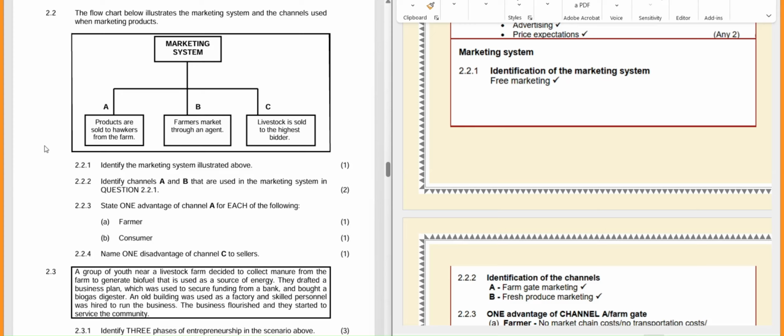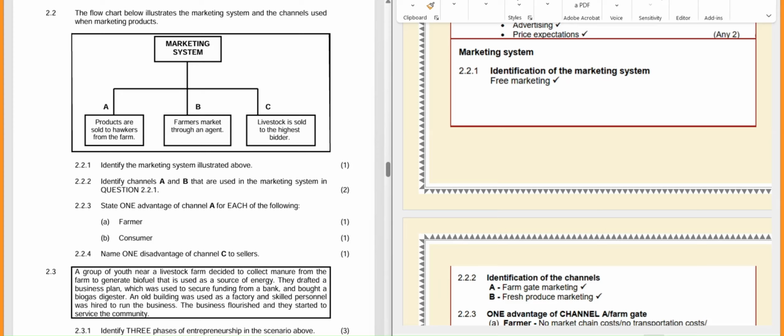Letter A, products are sold to hawkers from the farm. Letter B, farmers market through an agent. Letter C, livestock is sold to the highest bidder. By looking at letter C, we can see livestock is sold to the highest bidder. This matches with the stock sales.